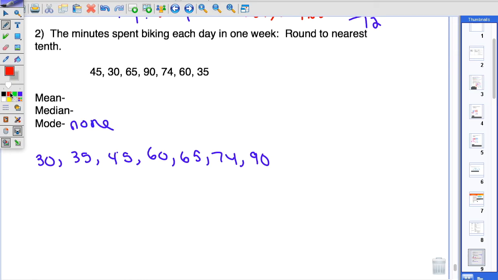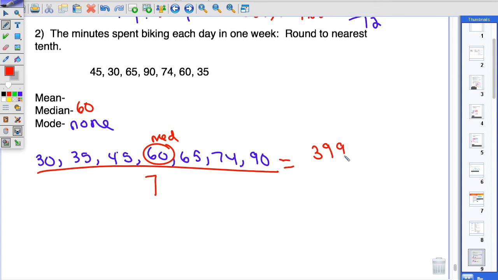Your median is the number in the middle, and since we have 7 numbers, our number that is in the middle is your fourth number. That is your median. You can see that you have 3 numbers on either side of 60. For your mean, we have to add up all your numbers and divide by 7. So when we add our numerator up, we get 399 divided by 7, and we get 57. So that is your mean.